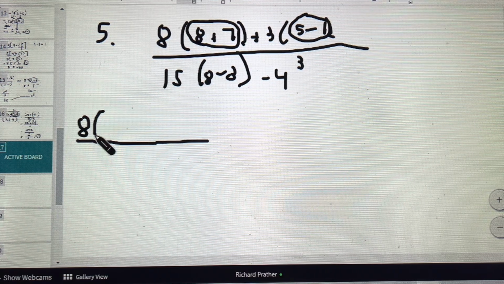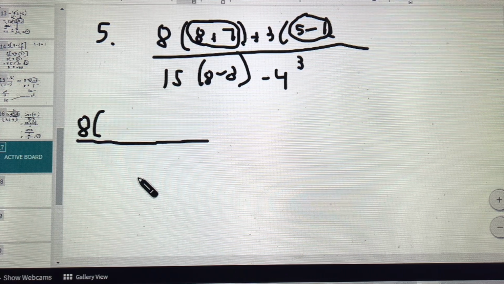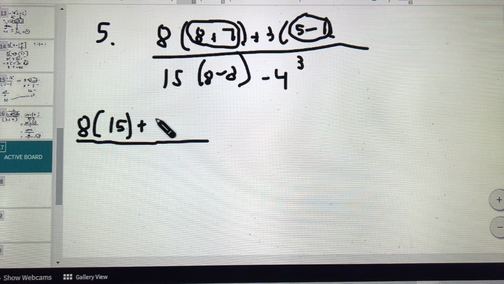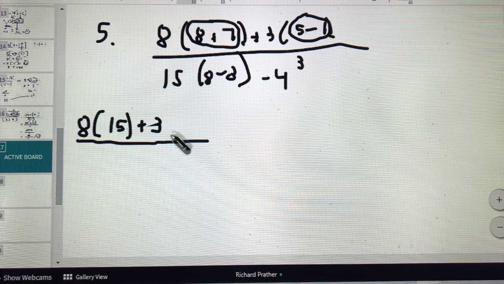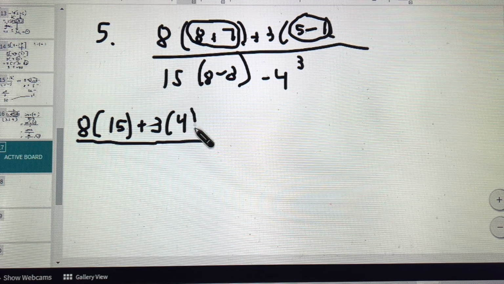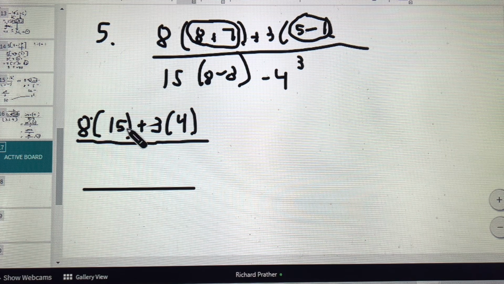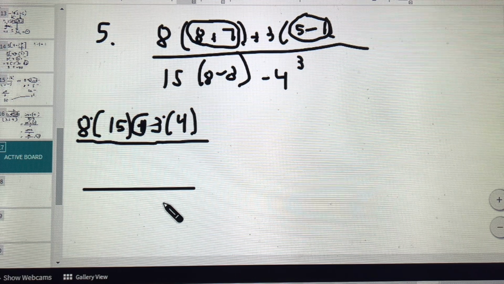8, and I'm going to keep the parenthesis just because it's times. 8 plus 7 is 15. Rewrite the plus 3, and then do this one. 5 minus 1 is 4. I'll keep the parenthesis because it's times. So I got to either multiply, add, or multiply. Multiplying comes before adding if you don't have any bigger parentheses.